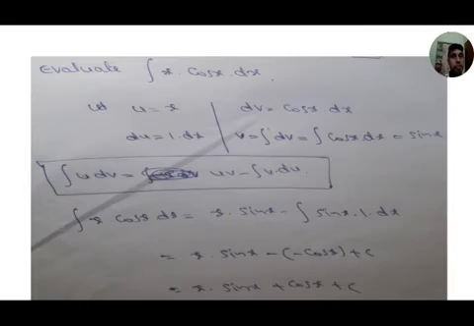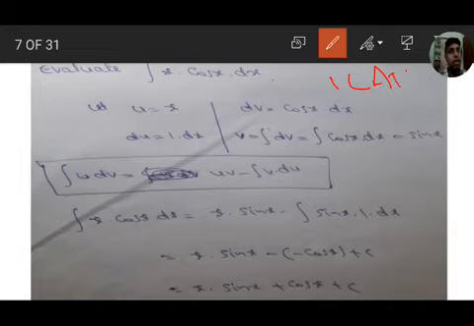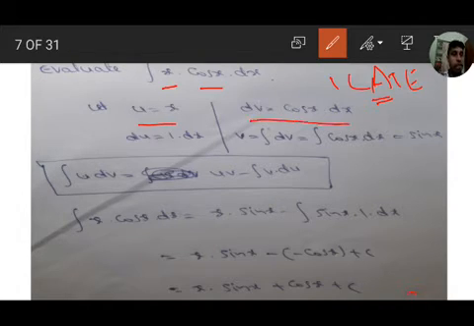Next, second problem. Evaluate integration x into cos x dx. Here also the same, in ILATE you have to take which function is first. X is the algebraic function, cos x is the trigonometric function. So the algebraic function is first. So u equal to x and the second function dv equal to cos x dx. Derivative of u, x derivative is 1, so du equal to 1 into dx. And integration of dv, that is v equal to integration of cos x dx, which is sin x.